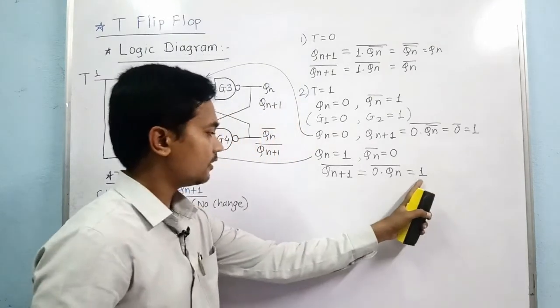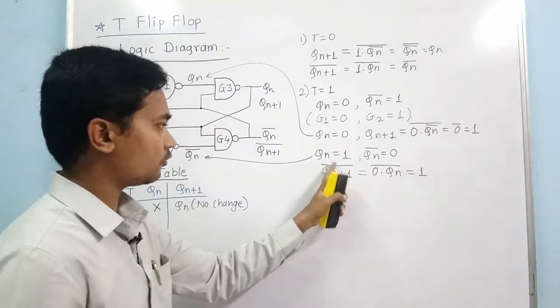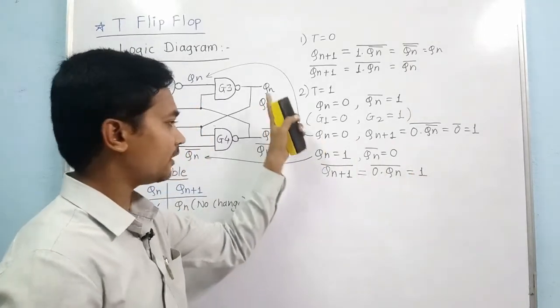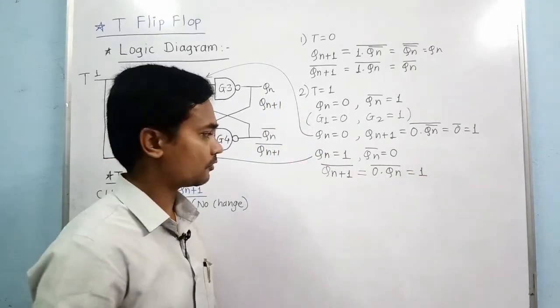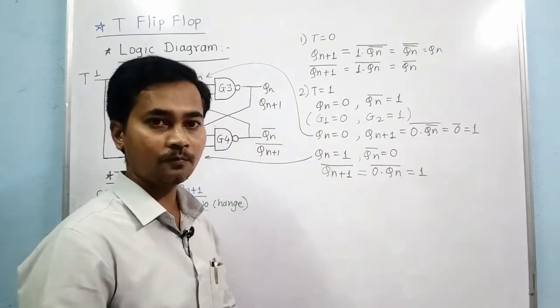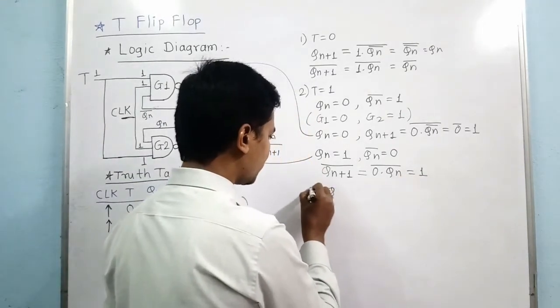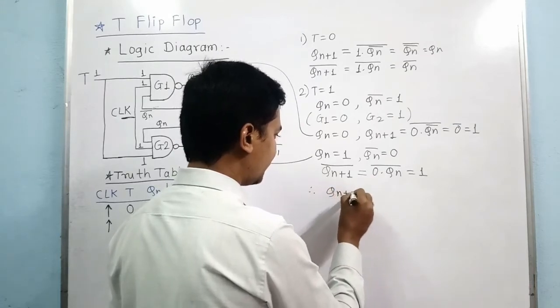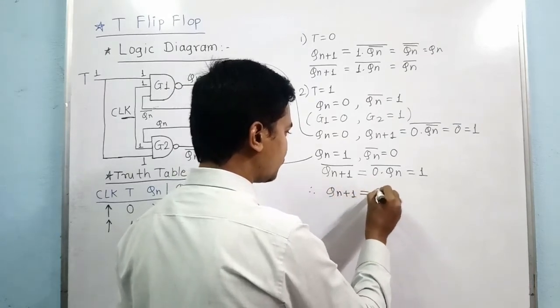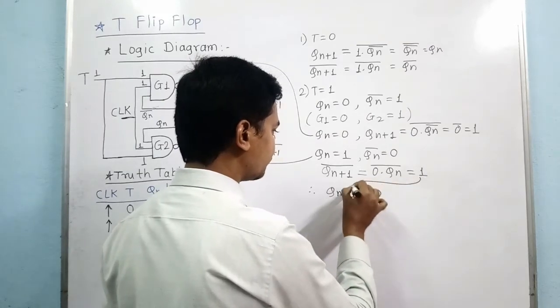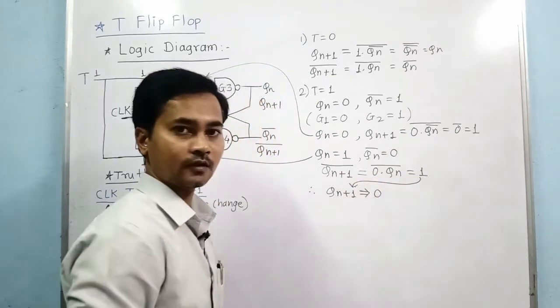So here we have obtained Qn plus 1 whole bar equal to 1, which implies Qn plus 1 is equal to 0, because the two outputs are complement of each other. So this implies, therefore Qn plus 1 must be equal to 0. From this I am taking from this.